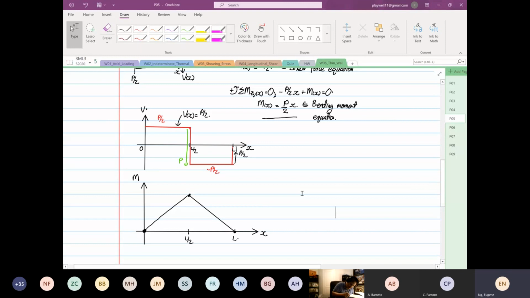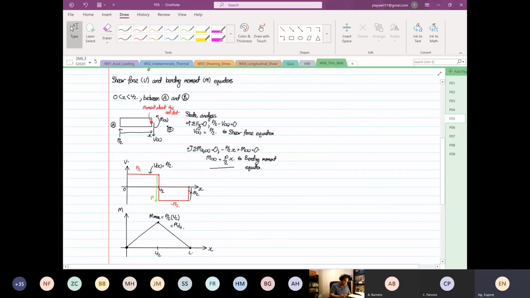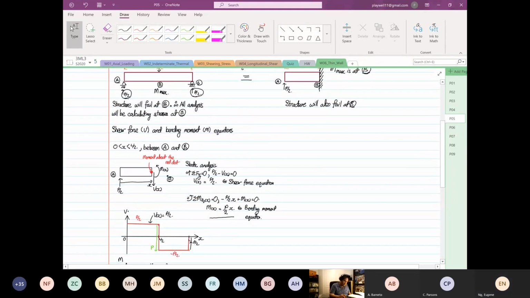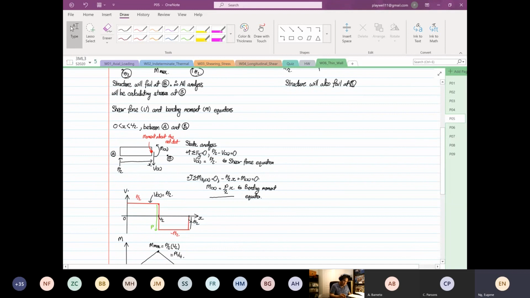So what you have over here, M max is equal to P over 2 multiplied by L over 2. So this is equal to PL over 4. Okay. So this is a simply supported beam, on the left hand side.